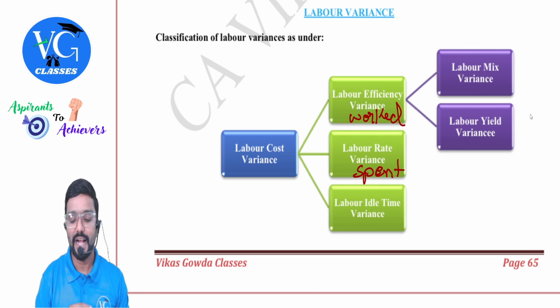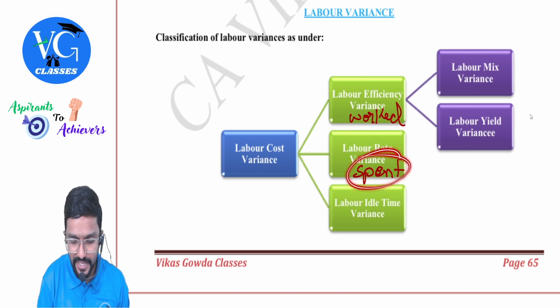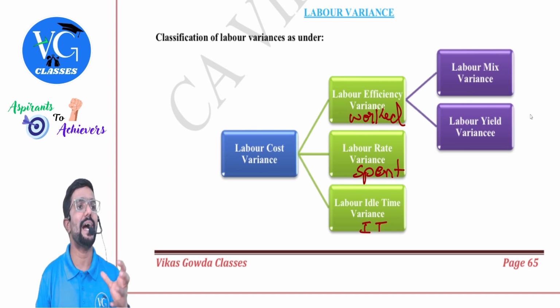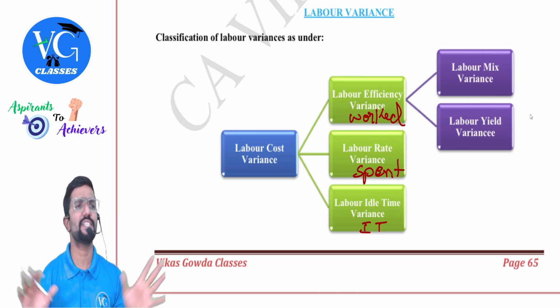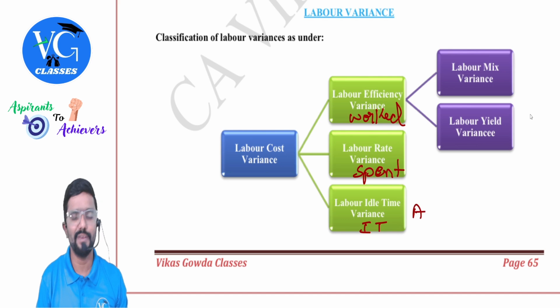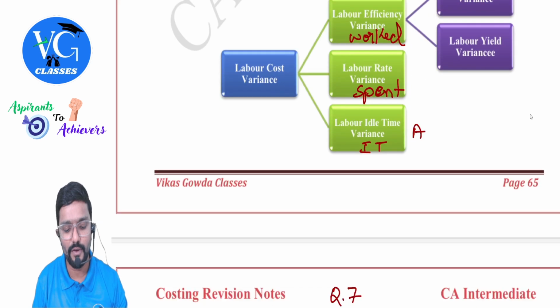Sir, if there is any difference between hours spent and hours worked, what do we call it? Idle time. So we need to separately calculate idle time variance. What is the formula? Idle time into standard rate. That's all. And it will always be adverse. So let us see now the formulas.